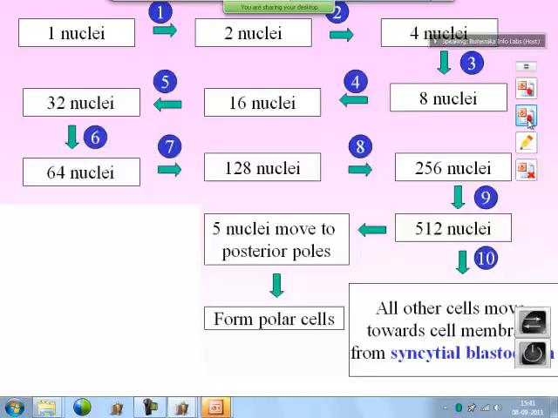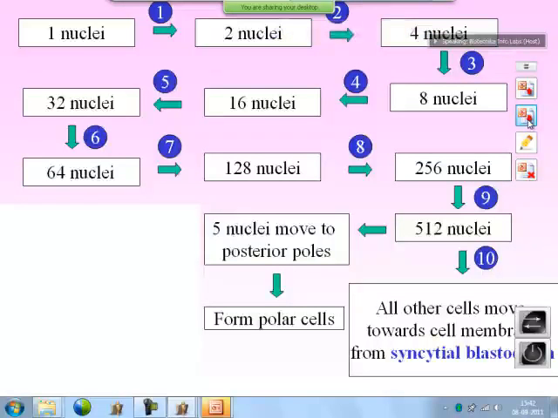Okay, so each nuclei is undergoing a division. And this cleavage is symmetric. All the nuclei are undergoing division at the same time. So it's not an asynchronized kind of division. It's synchronized. So all the nuclei are undergoing division. So till the 8th cleavage, there is no migration. All the nuclei will be present in the cytoplasm only.